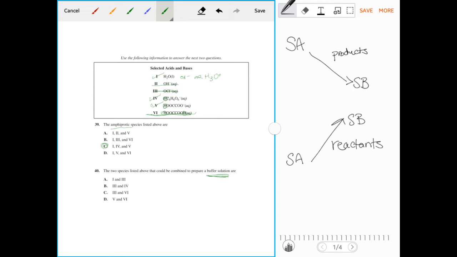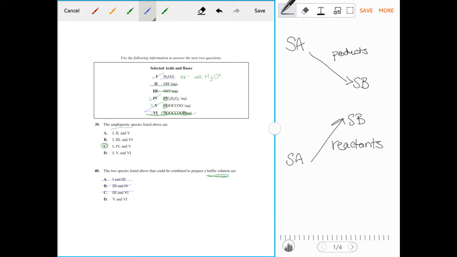So, the 2 species listed above, well, we know that 1 and 2, those are conjugate acid-base pairs. However, this base is a strong base, so that won't work. So 1 and 2 won't work. 1 and 3 isn't even a conjugate acid-base pair, and it has to be a conjugate acid-base pair in order to work. Then it says 3 and 4. Well, 3 and 4 again are not conjugate acid-base pairs. Then we're going with 3 and 6, and 3 and 6 again are not conjugate acid-base pairs.